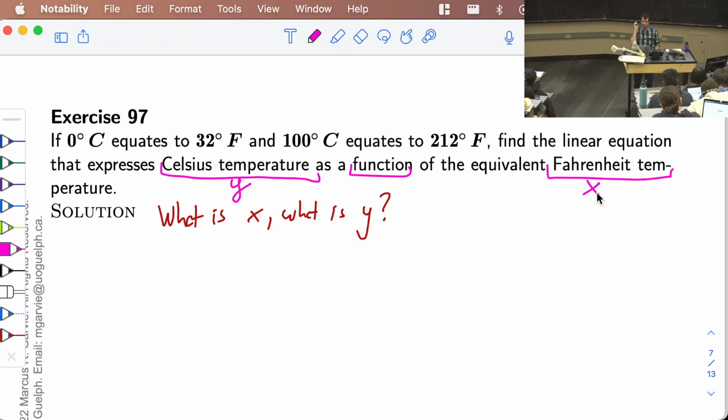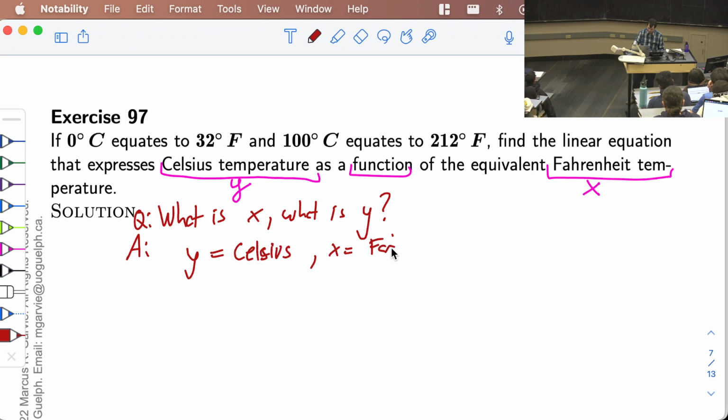So that's step one. Figure out what are the x's and the y's. The answer: y equals Celsius temperature, and x equals Fahrenheit temperature. Okay. So you know what the x's and y's are.